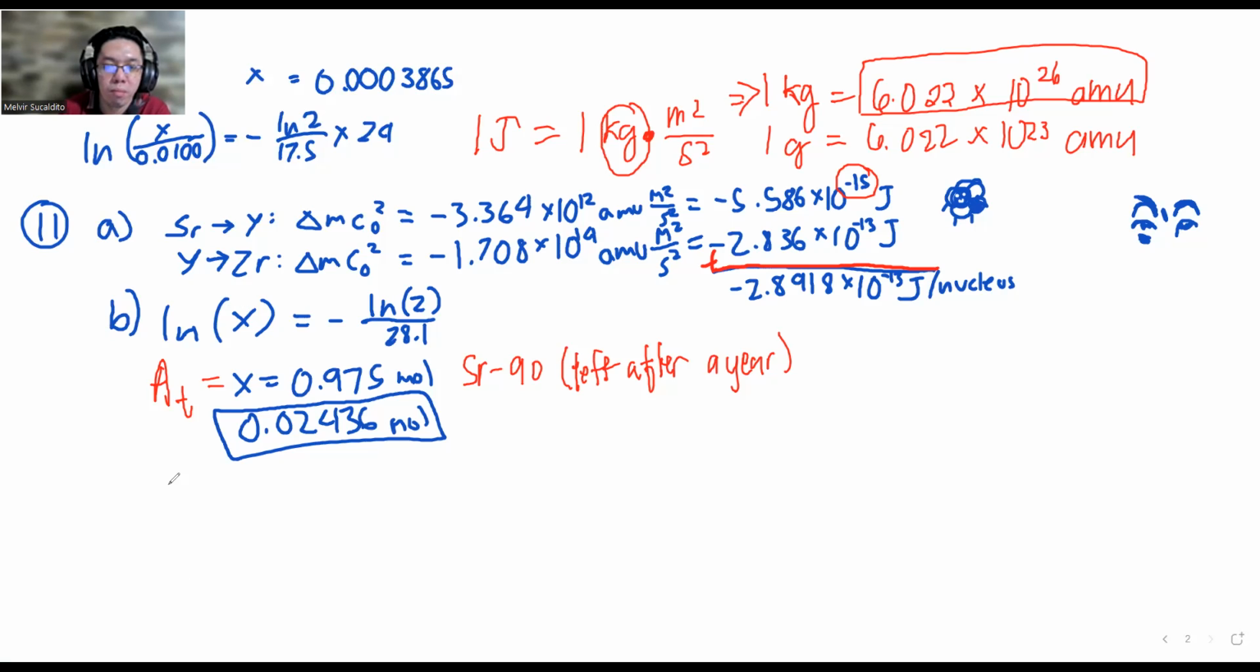So I will go through both reactions po. Tama, both reactions. Kasi total energy release na eh, no? Kunwari, since this one already decayed after a year, 0.0246 moles, you need to find the number of nucleus involved, or yung nag-decay na nucleus, and then the total energy release from strontium going to zirconium-90.